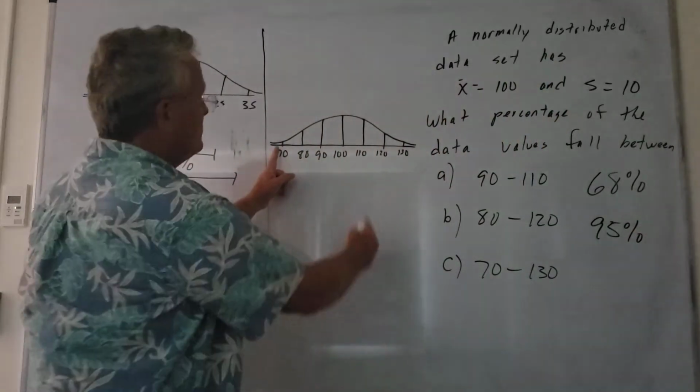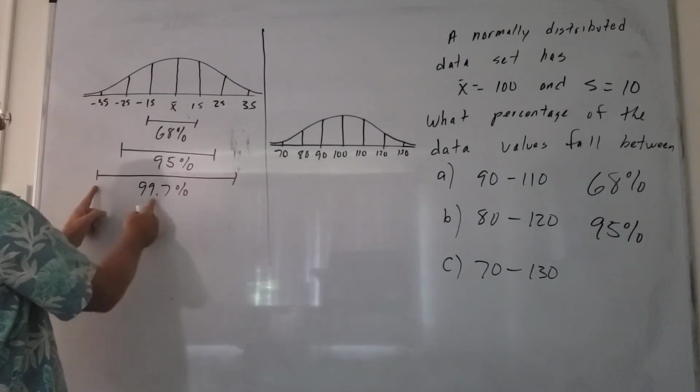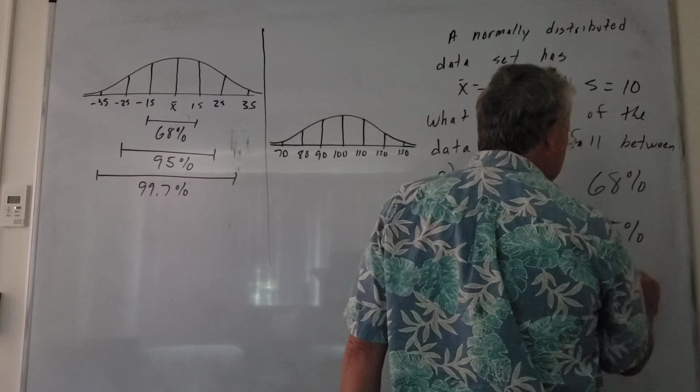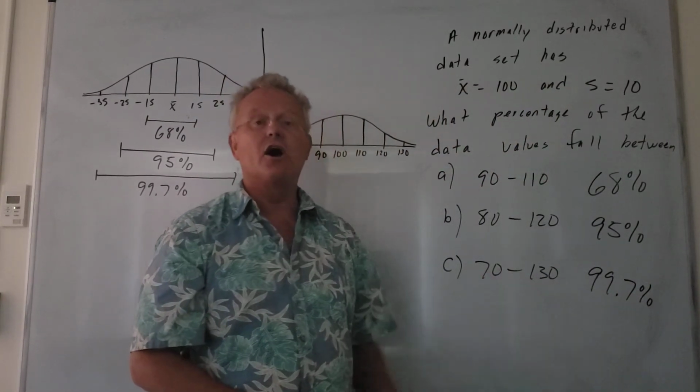And 70 to 130, that's 3 standard deviations, and almost all of our data values, 99.7%, will fall between 70 and 130.